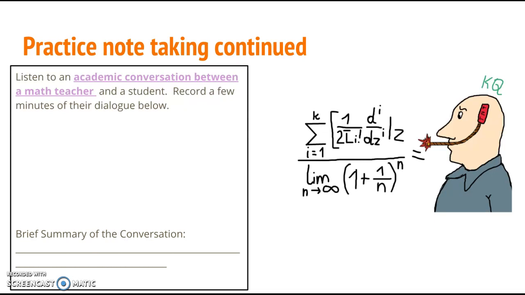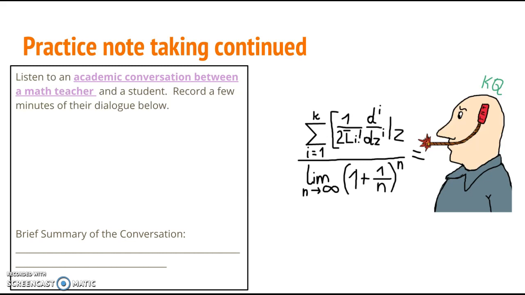And so if we read on the top, it says, listen to an academic conversation between a math teacher and a student. Record a few minutes of their dialogue below. There's a big box on page 18. What you can do is set this up as Cornell notes. So draw a line. And on the left side of the line, you're going to write keywords. And on the right side, you're going to write the answers to those keywords.